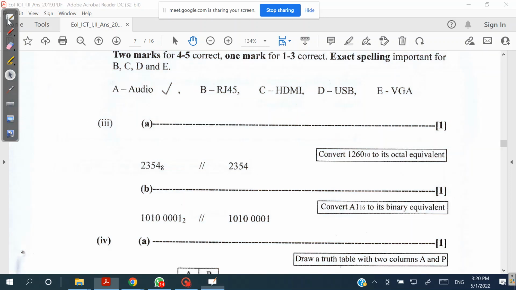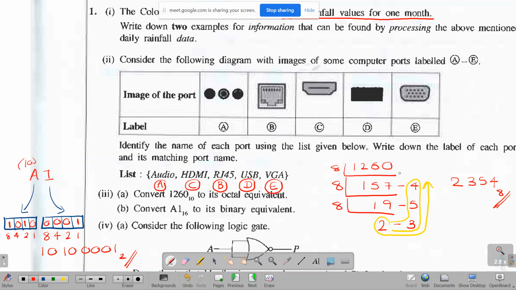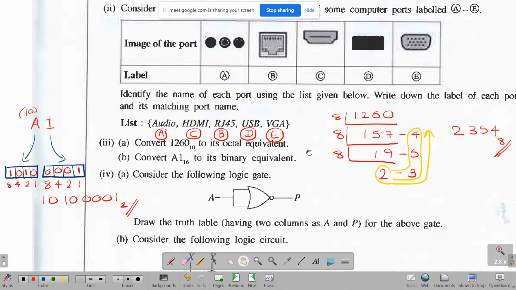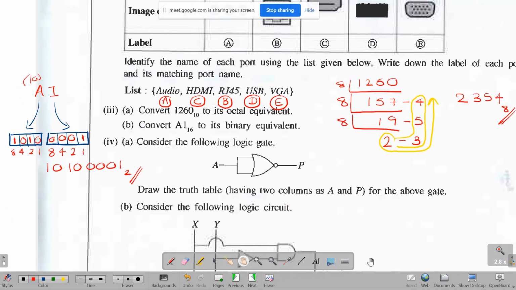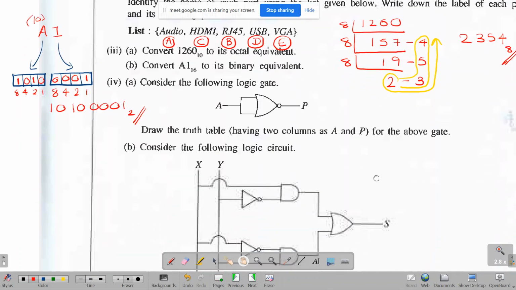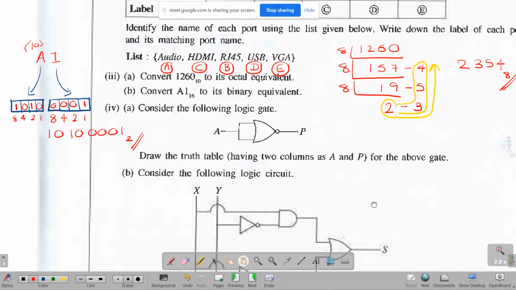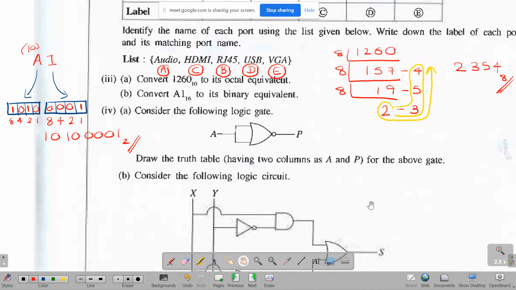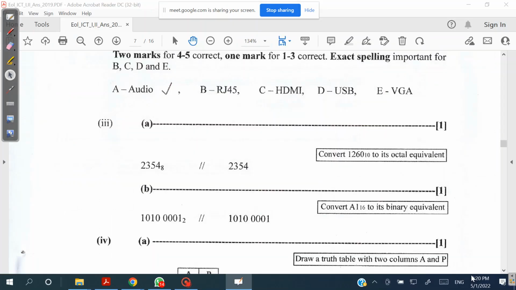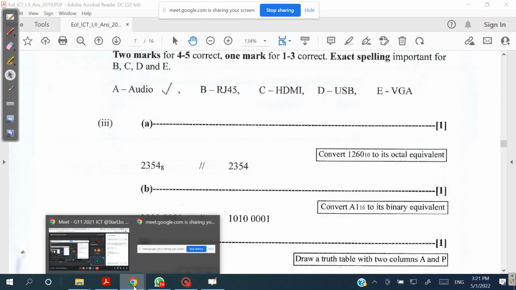Right. So moving to the next part, the fourth one. The fourth one says, consider the following logic gate. Draw the truth table having two columns A and P for the above gate. So they have specifically said, draw the truth table with the two columns, right?